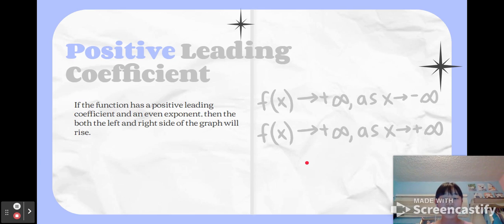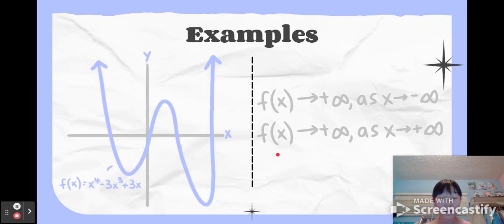So when there's a positive leading coefficient, the left and right side of the graph will rise, and it will have the end behavior right here. F of x approaches positive infinity as x approaches negative infinity, and f of x approaches positive infinity as x approaches positive infinity as well. So we have an example right here.